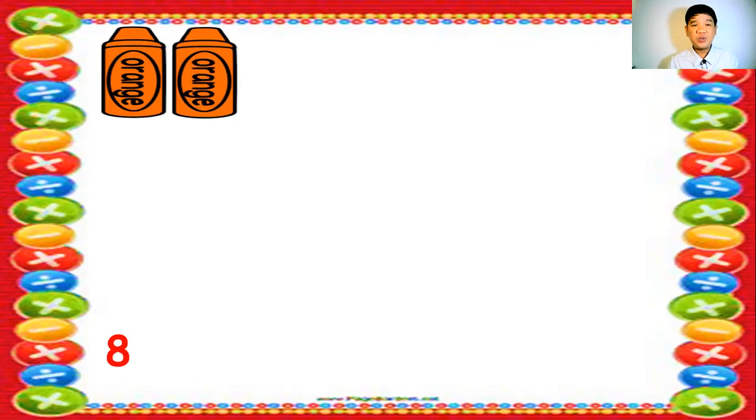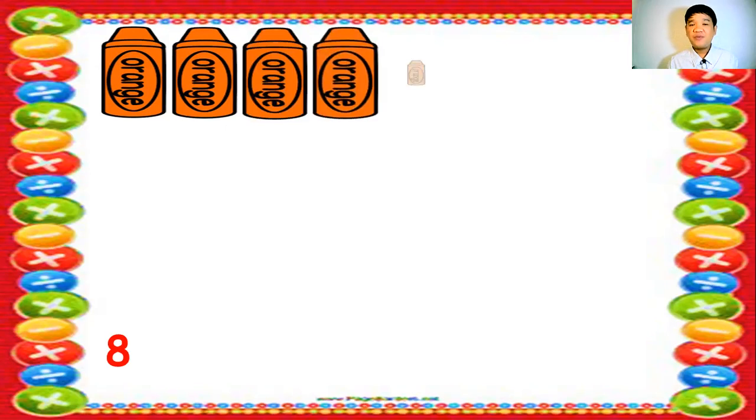1, 2, 3, 4, 5. All right, so we have 5 orange crayons. Okay, we have 5 orange crayons. Let us check another color.